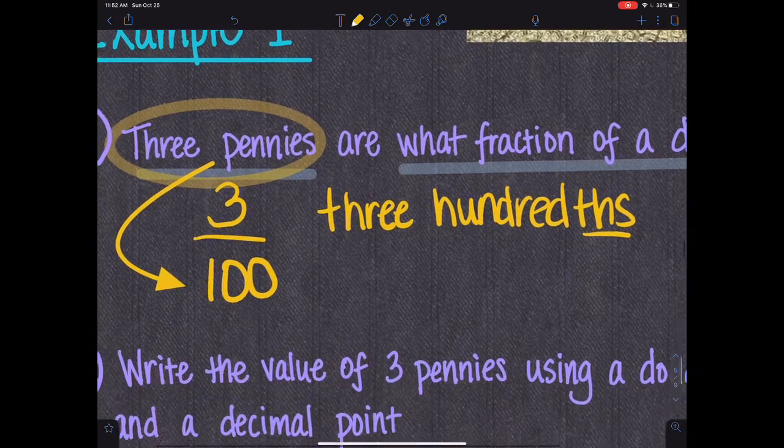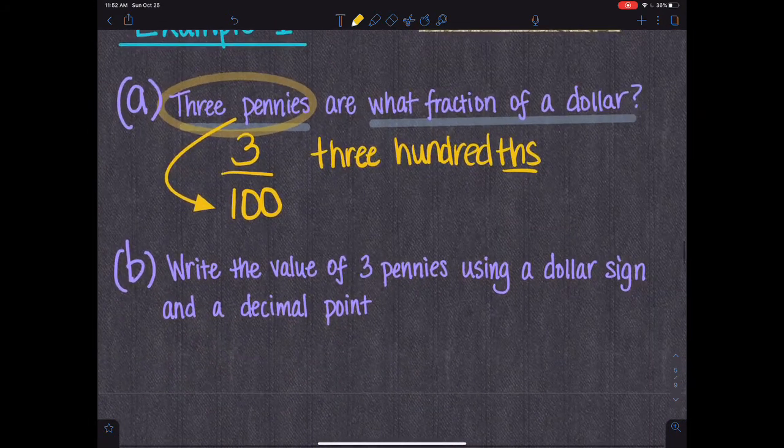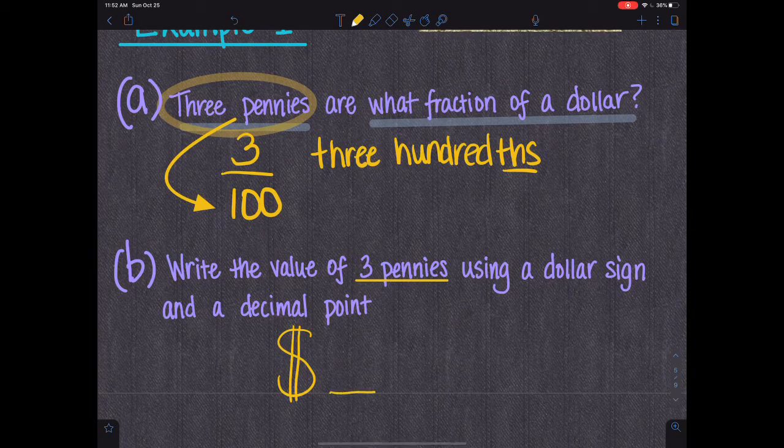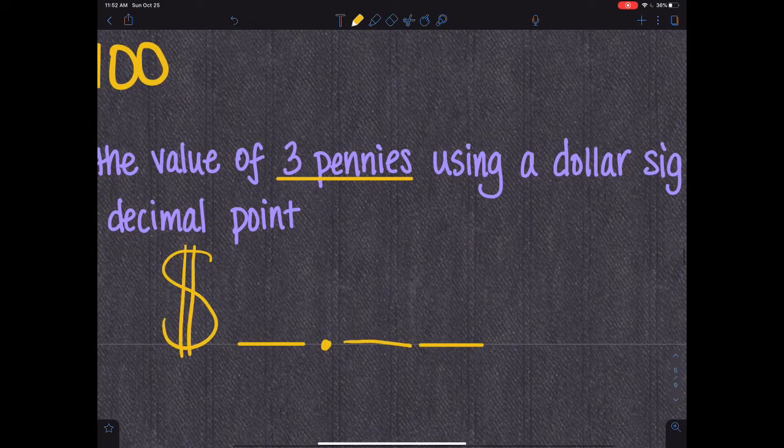Okay, now the next part of the question says, write the value of 3 pennies using a dollar sign and a decimal point. So if you went to a store and you saw something and it cost 3 cents, how would you write it if you had to write it like this? Space, space, space. So there's our decimal point, and there's the spaces. If something costs 3 pennies, how would we write it?